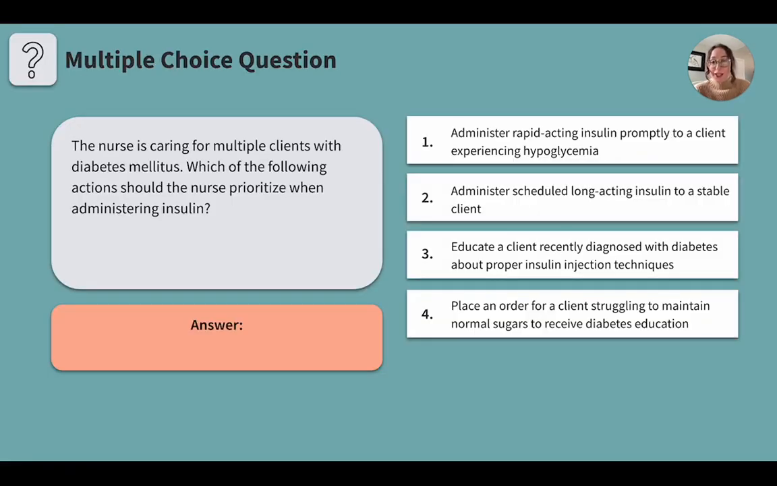This question is a standard multiple choice question, which most of the questions on the NCLEX will be this style of question. The nurse is caring for multiple clients with diabetes mellitus. Which of the following actions should the nurse prioritize when administering insulin?